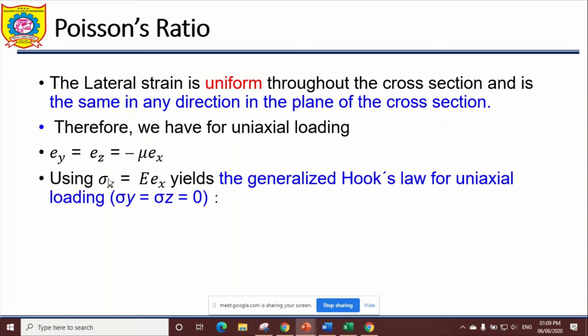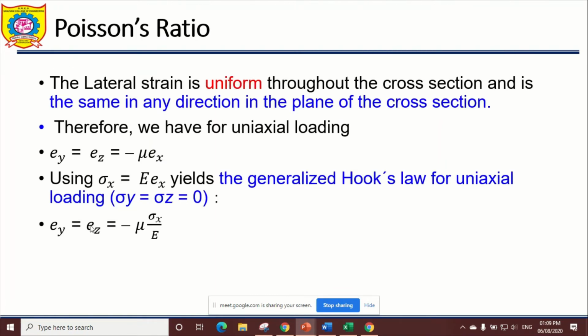Using this formula, sigma, which means stress, is equal to Young's modulus into strain, which gives the generalized Hooke's law for the uniaxial loading condition. In this case there is no load in the y direction and no load in the z direction. Due to that, the stress in the y direction and z direction will be 0. So we get Ey, the strain in the y direction, equal to the strain in the z direction, equal to minus mu into sigma x upon E. We replace the value of Ex with sigma x upon E. This is the formula for the uniaxial loading condition.